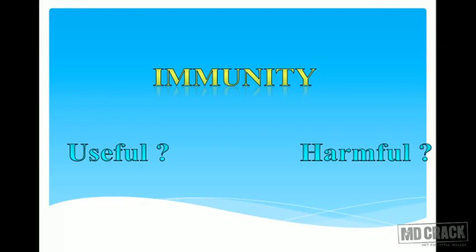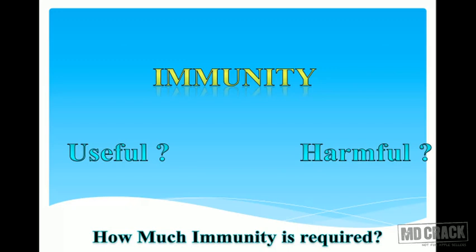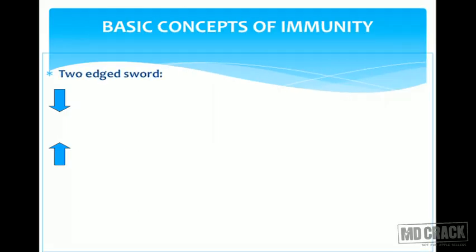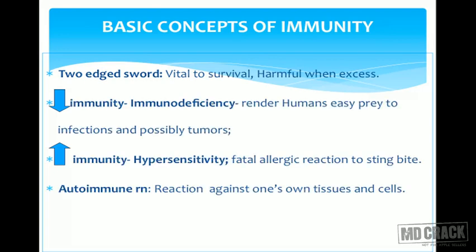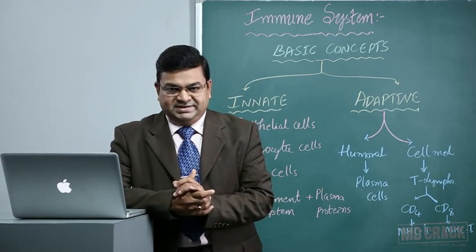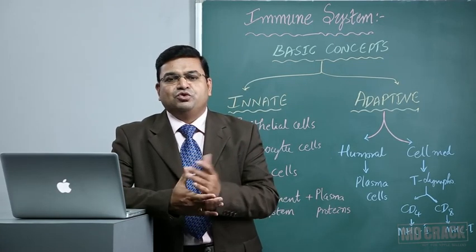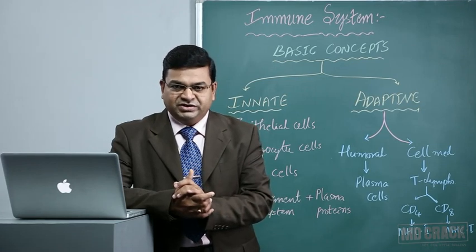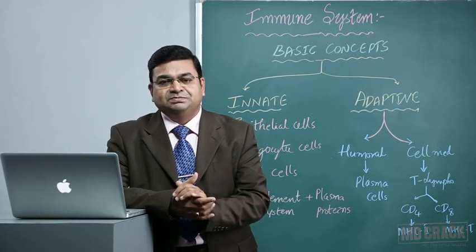At this particular point, can you tell whether immunity is useful or harmful? Yes, remember, immunity is a double-edged sword. And if it is useful, how much immunity is required? Immunosuppression makes humans easy prey for infections as well as tumors. That's what happens in immunocompromised patients like those with HIV and AIDS. They are very prone to a variety of opportunistic infections as well as tumors like lymphomas.